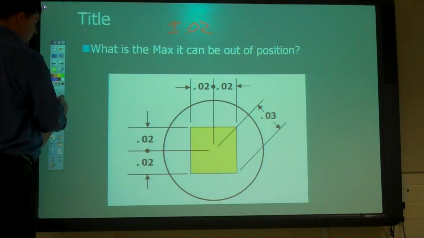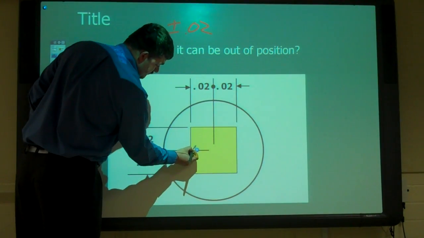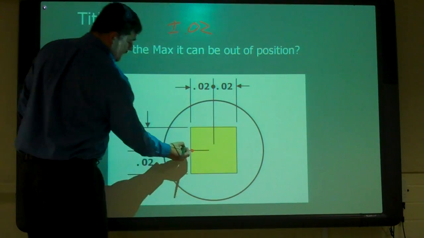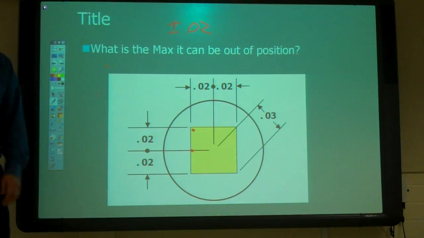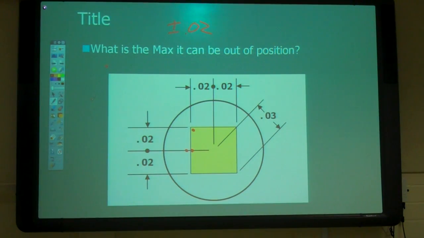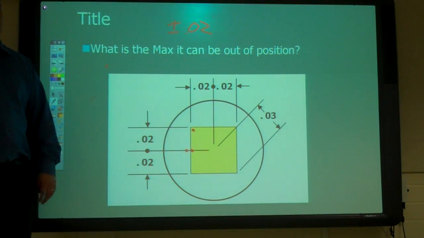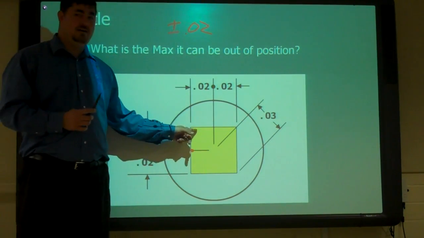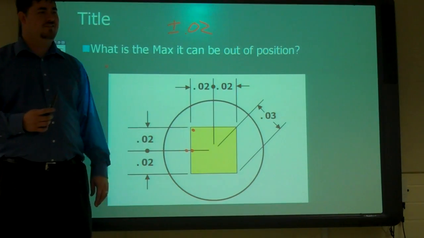So if the part was made and the center was there, it's a good part, right? Yeah. If it was made there, it's a bad part, because it's outside the zone. But this circle is closer to the center than that one. So why is that a bad part? Because it's outside the zone. But it's closer than that one.